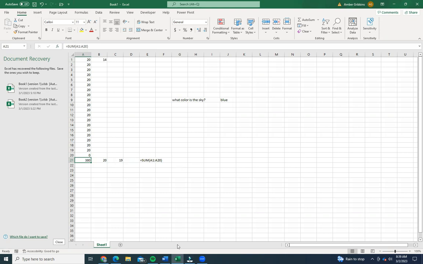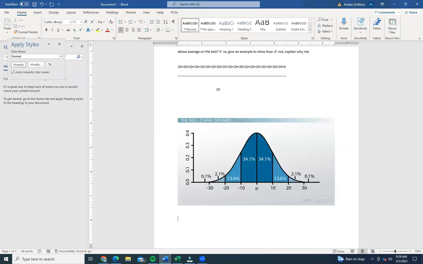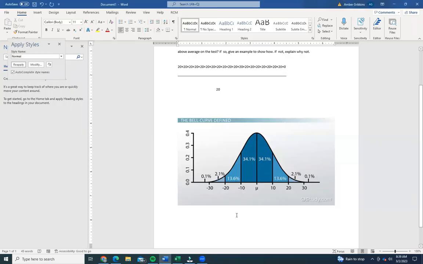So if we go back over here, and again, I want to make sure I'm screen sharing, so I'll just double check it. If we go back here to my original plan with the bell curve, you can see some percentages here. 34.1%, 31.4%. This right here in the middle is indicative of a normal average score on a bell curve, if your scores follow a normal distribution.